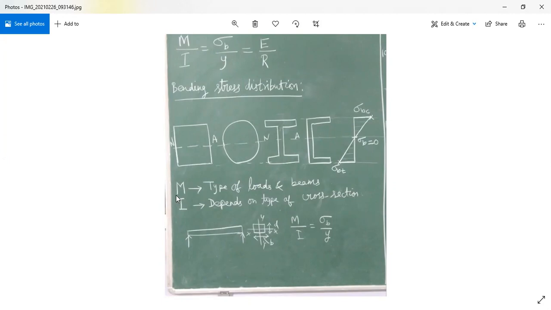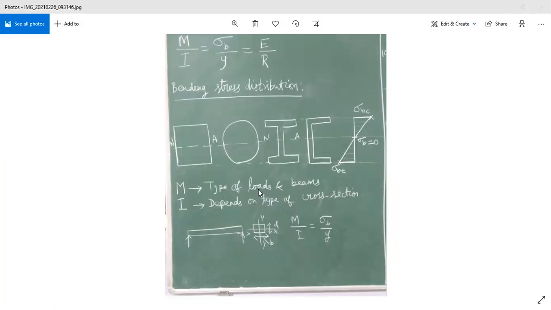So the value of M depends upon the type of loads acting on the beam, whether it's a point load or UDL or a triangular load or a couple, and the type of beam, whether it's a simply supported beam or a cantilever beam, whatever it is. For example, if a point load alone is acting on the beam, you have the formula for getting the value of M, that is WL by 4, and for UDL alone acting on a simply supported beam, WL square by 8, like that.